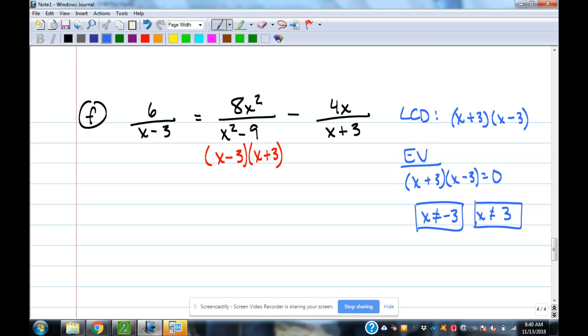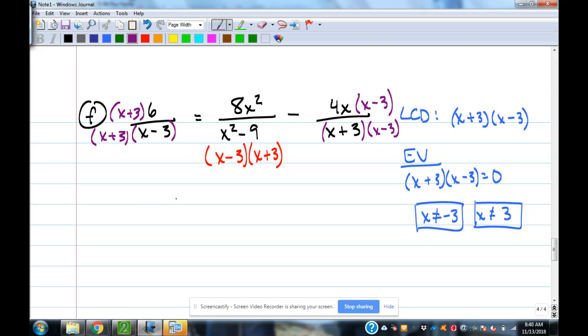Now, from there, we need to fix the other fractions. This one already has both pieces, so it doesn't need fixing. What does this one need? It needs the x plus 3. So we're going to get x plus 3 and x plus 3 on the top. What does this fraction over here need? It needs the x minus 3.